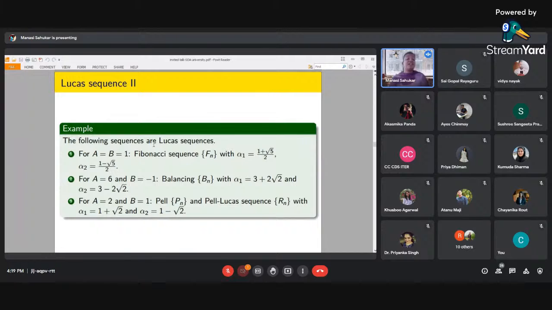Then comes one more sequence, called the balancing sequence, which was given by Professor G.K. Panda. So I'll now explain what the balancing sequence is.